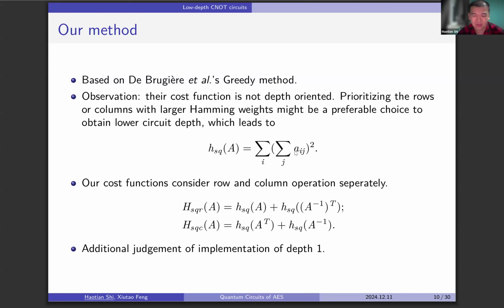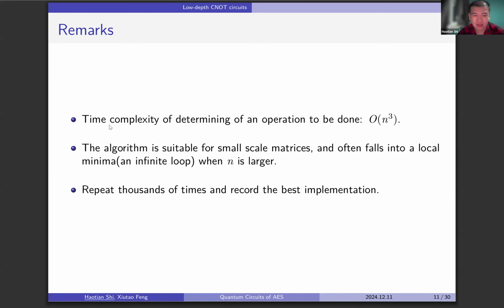It is based on the square of row's Hamming weight. Secondly, our cost function considers the row and column operations separately, and we add an additional judgment of whether a matrix can be implemented with depth 1 to better handle the sparse case. Here are some remarks. The time complexity of determining an operation to be done is O(n squared), so this algorithm can be done in polynomial time. Note that it is a greedy algorithm.